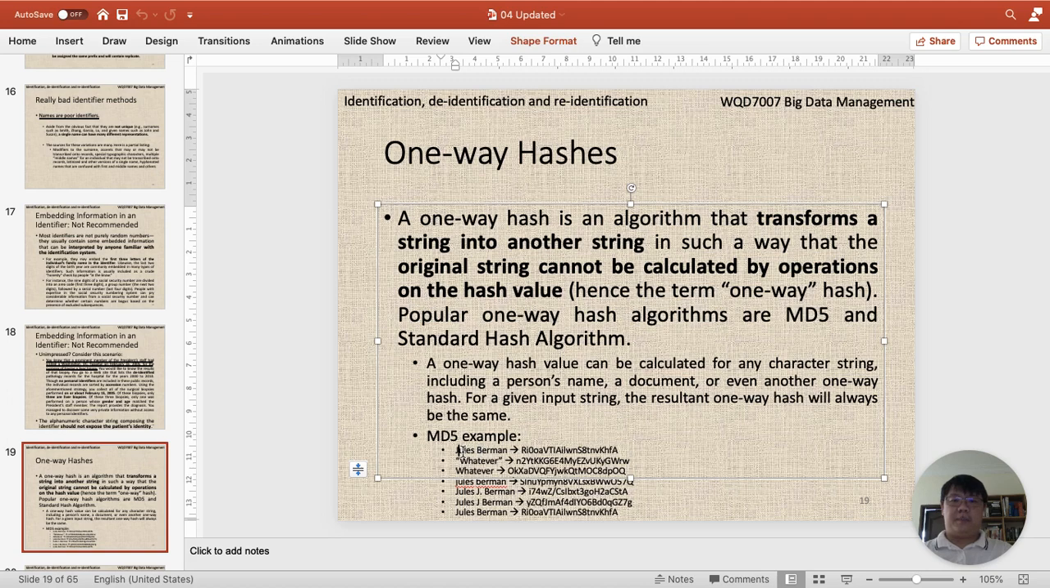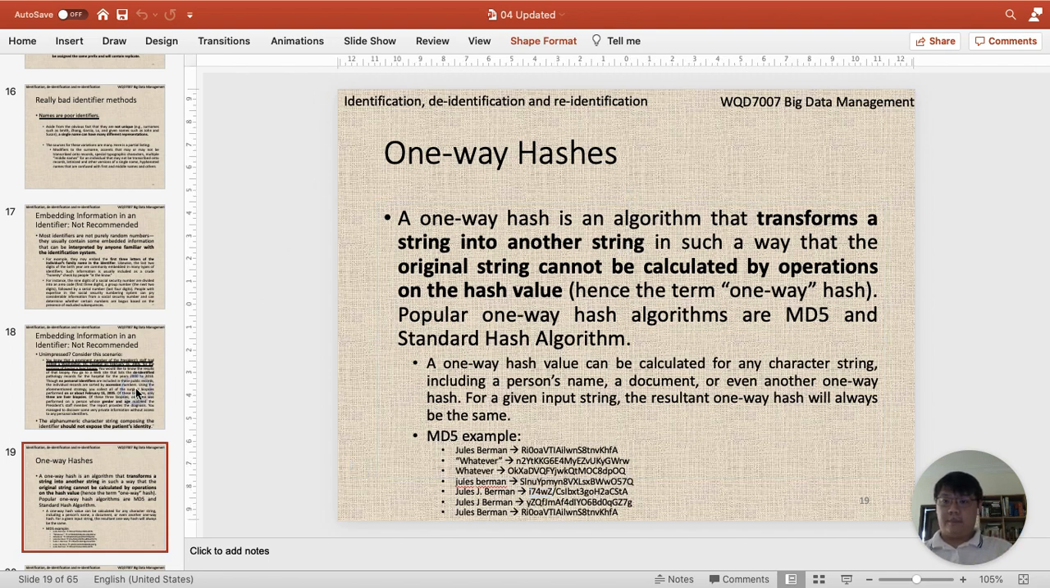Why are we using this example? Because imagine Jules Berman is actually also the author of this particular content. So Jules J. Berman, okay, a slight change in the string actually results in a very huge change in the MD5 string or hash string. So in that case, it's actually a good way for you to de-identify your information. How are you able to, for example, change your identity card or personal identifier information using one-way hashes?